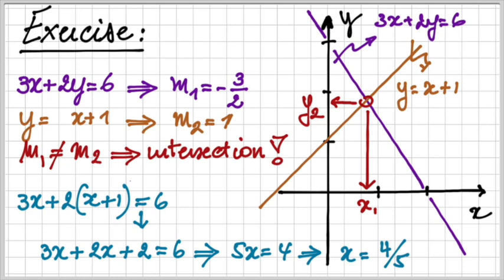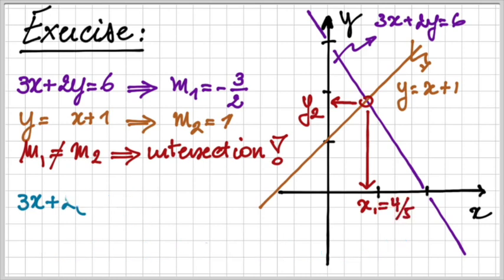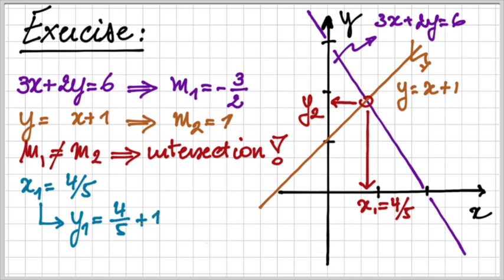With this value, we can put it in the point-slope expression, and we can find the y value of the intersection. So we have those on the graph already, and we can say that x1 is 4/5. We put it in the point-slope expression, which gives us y1 is 4/5 plus 1, which is equal to 4 plus 5 divided by 5. And we find y1 is 9/5.